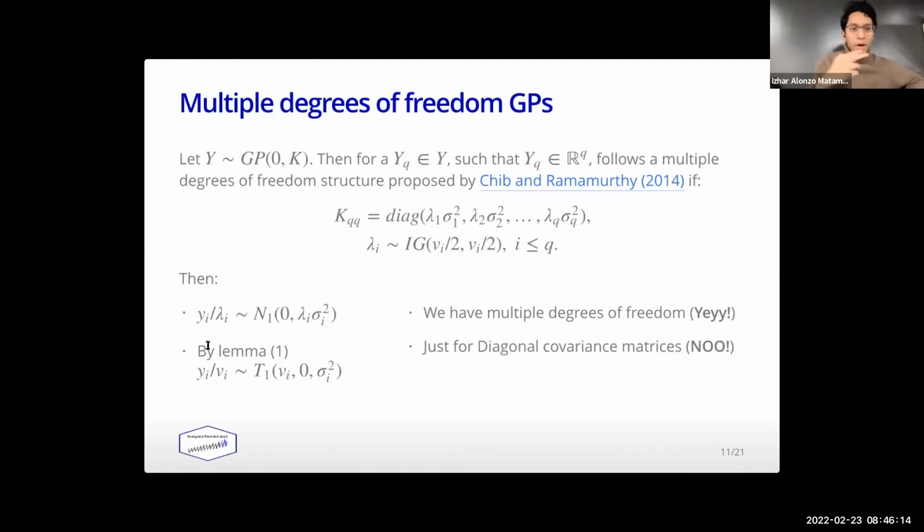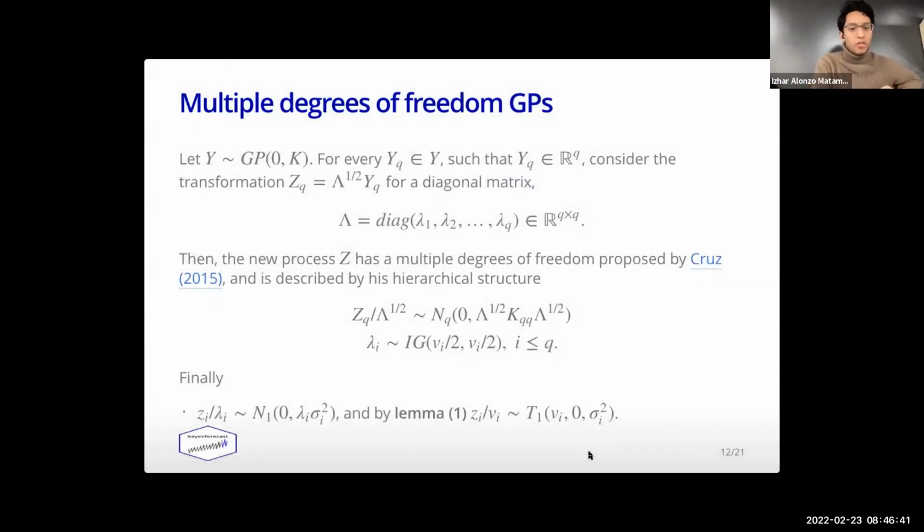But if we apply Lemma 1 of Chib, then if we marginalize G with respect to lambda, we will have that G has a Student's t distribution with degrees of freedom nu_i, location 0, and variance sigma squared. So in this case, every observation marginalized with respect to lambda has its own degrees of freedom. So now we have what we want. We have a generalization, but it still just works for a diagonal covariance matrix. So it still doesn't solve the problem.